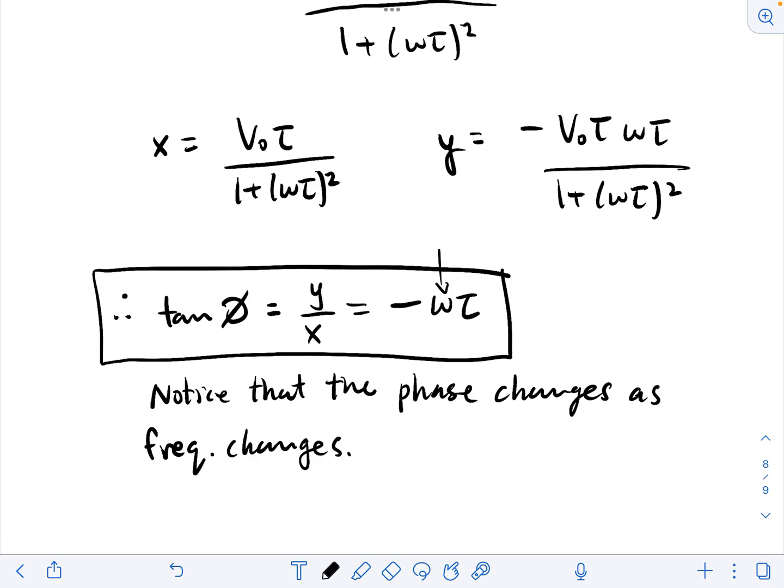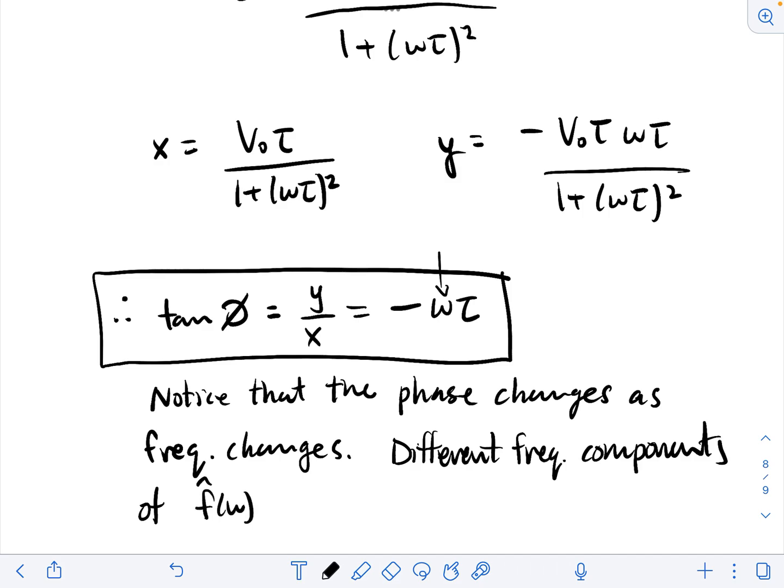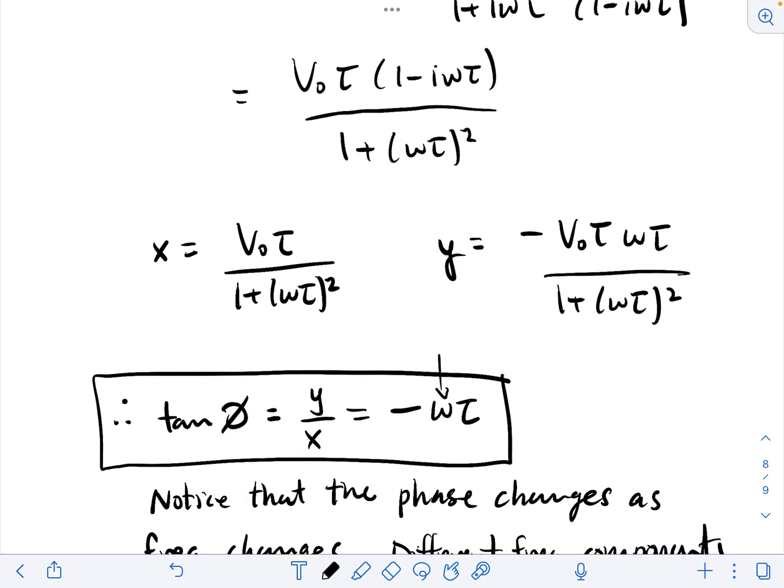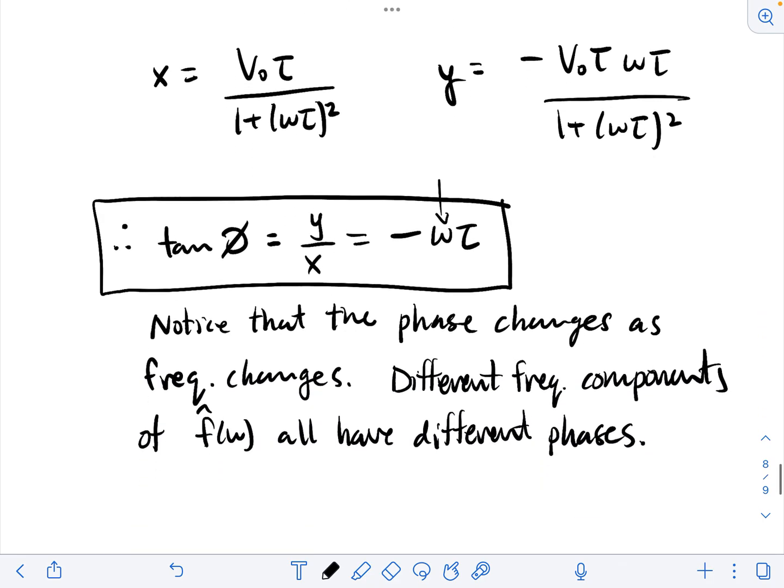Okay, so the different frequency components of f hat of omega all have different phases. So that's what it means when we find an f hat of omega that's complex, right? If we found an f hat of omega that was purely real, then when we write it in terms of its real and imaginary component, it would be the real part plus I times 0. So the y would be equal to 0. And so then when we calculate the tangent of phi as y over x, if y is equal to 0, then the tan of phi will be 0. And there'll be no frequency dependence, and so when we add up all the different frequency components, they'd all add up exactly in phase. Okay, so anyways, that's our interpretation of the meaning of a complex f hat of omega.